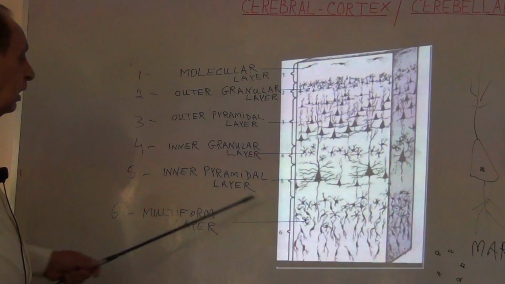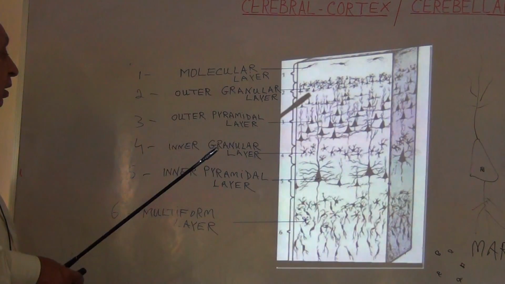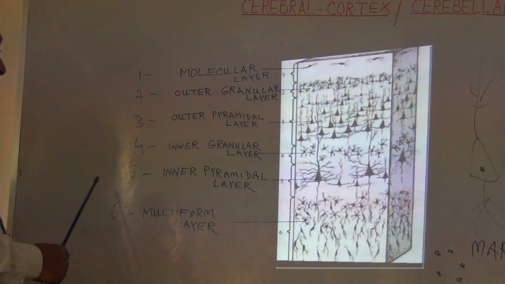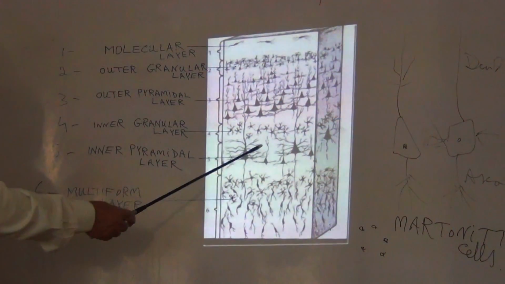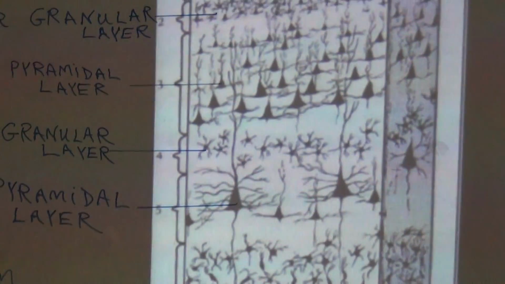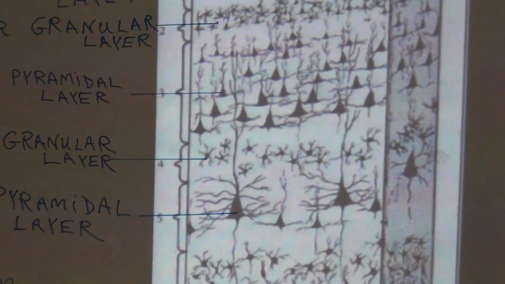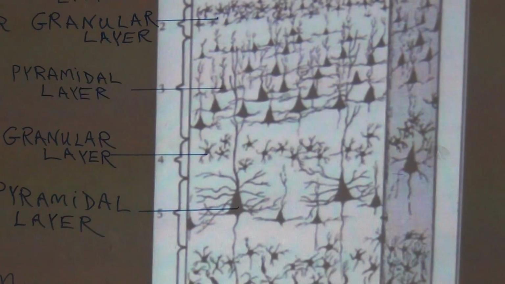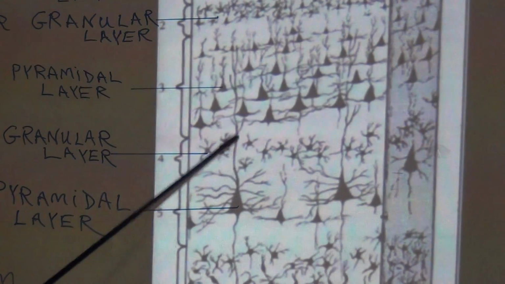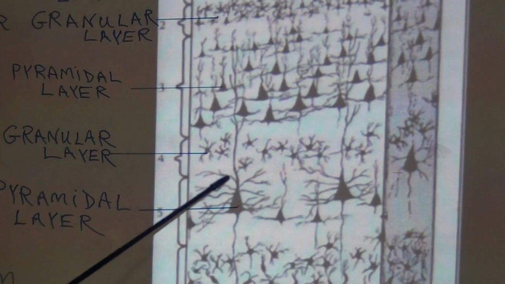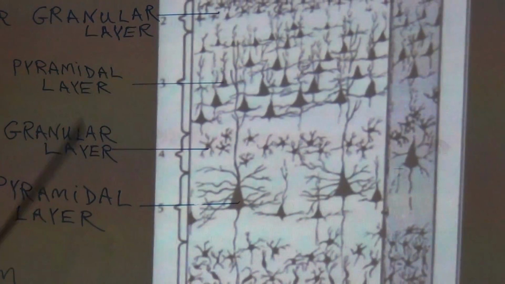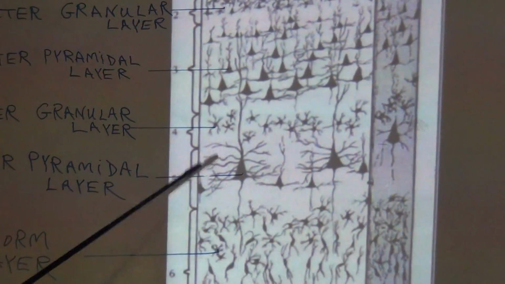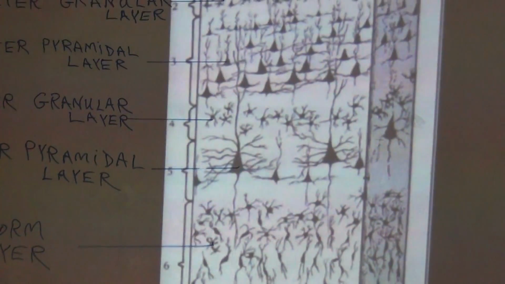Then the fifth layer, the inner pyramidal layer. This inner pyramidal layer contains large pyramidal cells, and they have dendrites moving upwards and the axon running downwards toward the white matter, and these are the dendrites running laterally from the pyramidal cells.